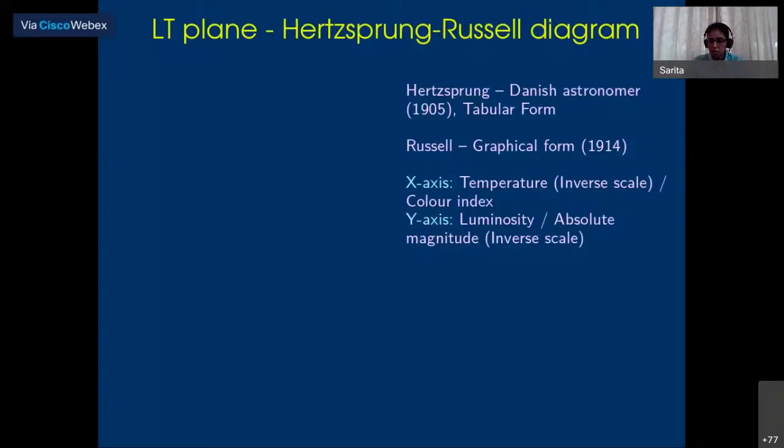As we have discussed earlier, surface temperature can be related to the color index. Color index is the difference in magnitudes through two filters, U minus B, B minus V, apparent magnitudes. Apparent or absolute, it doesn't matter, because when you do the color index, the distance effect gets cancelled out. Then on the y-axis was the luminosity or the absolute magnitude.